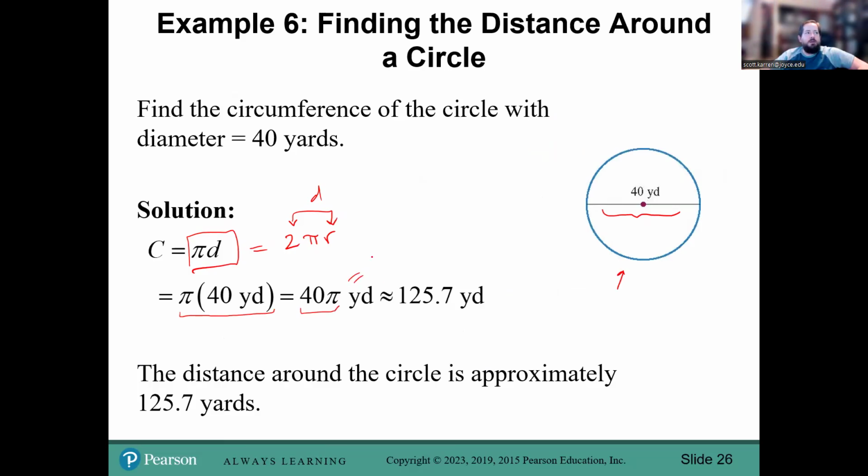Pi is about 3.14, which is usually sufficient for us. It's an irrational number that goes on forever, 3.14159276, something like that. But here we've got 40 multiplied by that, which gives me 125.7 yards. That is to say, if I had a diameter of 40 yards on the circle and I was on a walking track and decided to walk around it, I would go 125.7 yards through one rotation around.